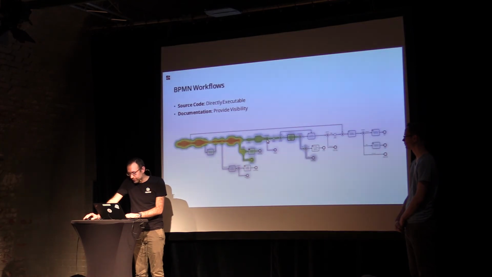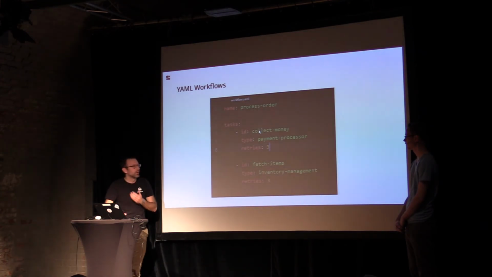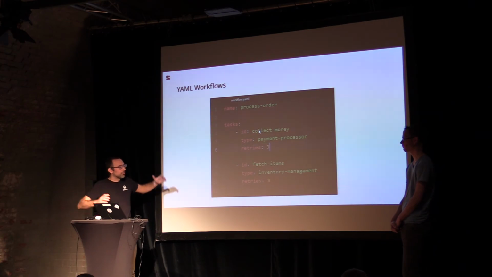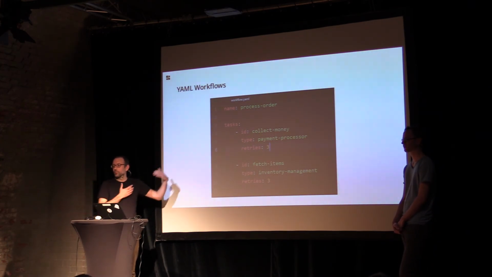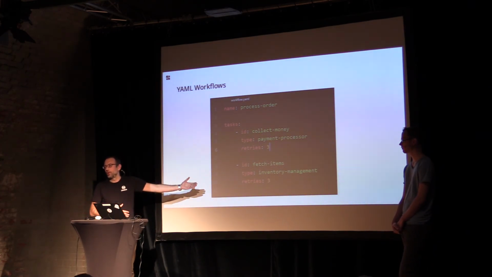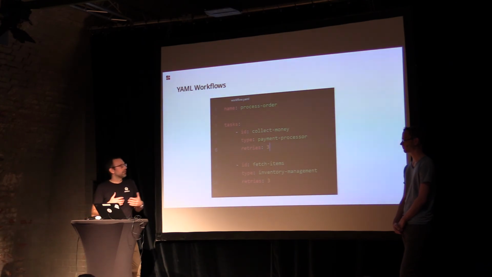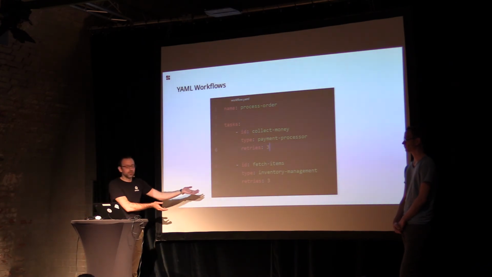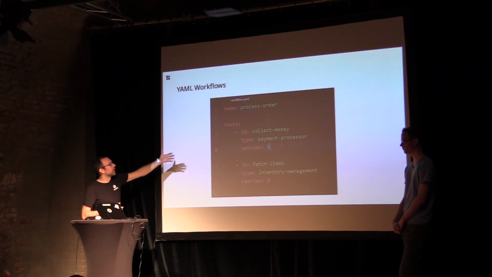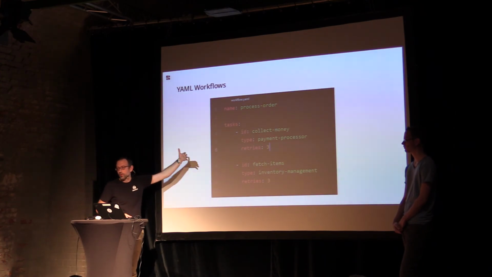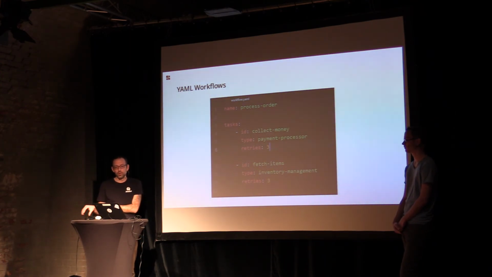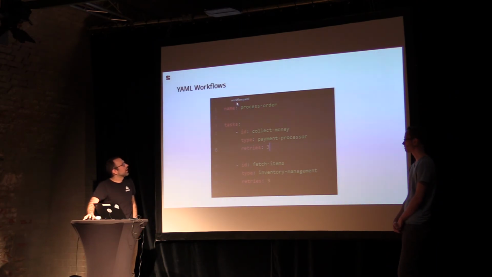There's an alternative to the BPMN in ZB. If you have very small things, like for example, this workflow only had 2 tasks, I could have done this with a simple YAML file. So ZB also understands workflows that you describe in YAML. For example, here it says the name of the workflow, and then I have 2 tasks. This one is called collect money, and this one is called fetch items.